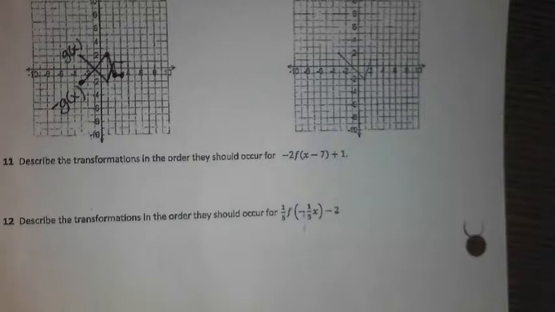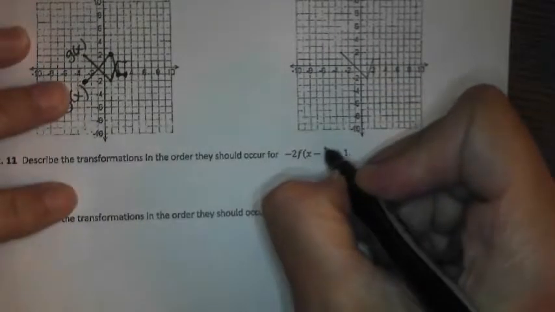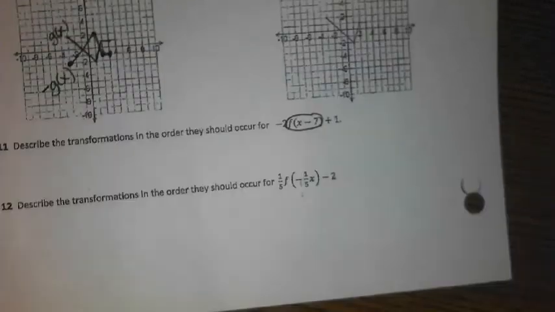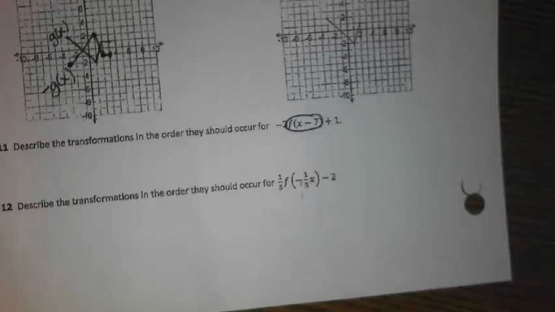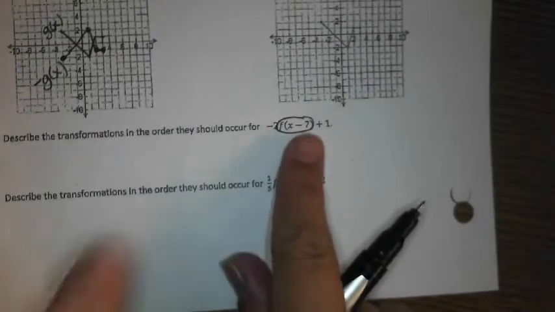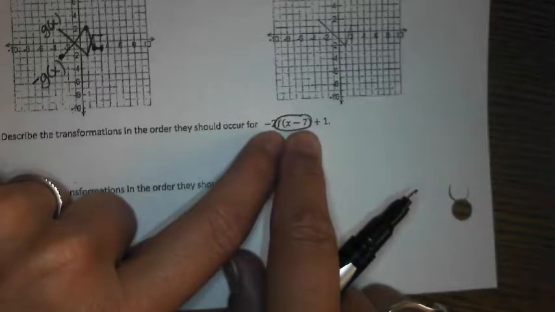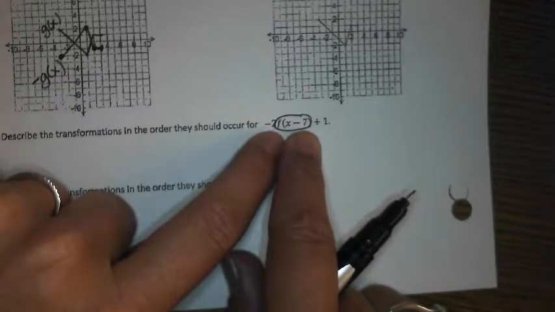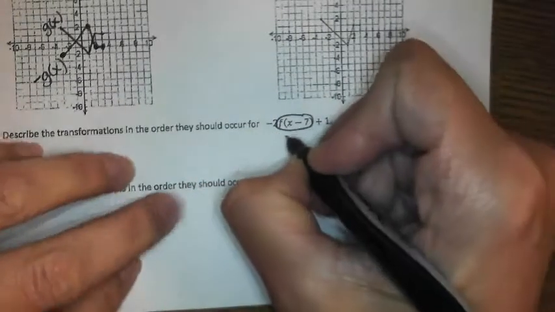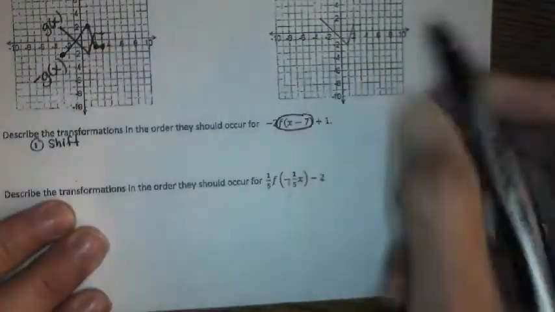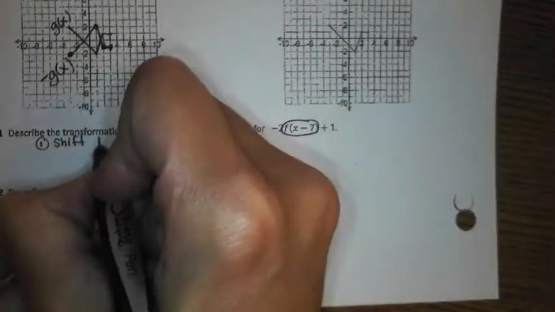Okay? First of all, you're always going to work from the inside out. So we would always start by describing what happens within the function first. So any horizontal movement occurs first. Is that clear? Okay? Because it's within the function. So specifically, what is happening with that -7? It's a shift. So I'm going to do kind of step 1, a shift. It's within the function, so it's horizontal.